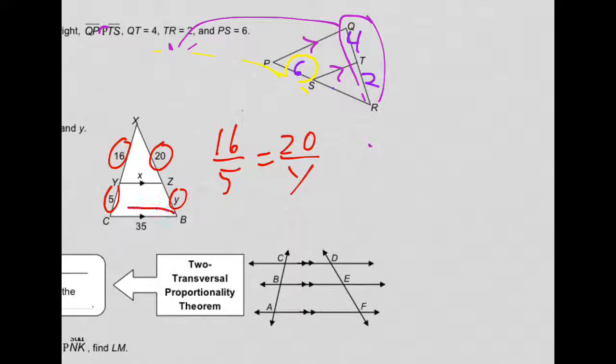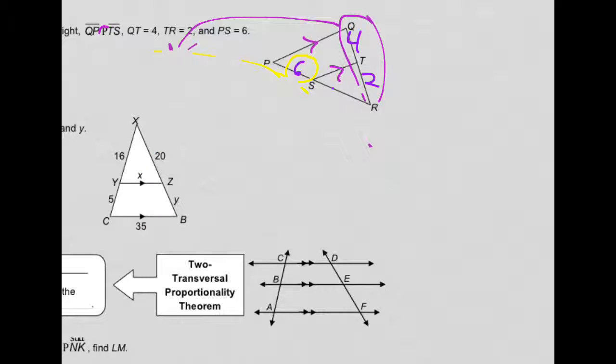But 35 is the whole side of the triangle. It's not a segment, it's the whole side. We're comparing a whole side to a whole side. So I need to set up my ratio a little bit differently for this.